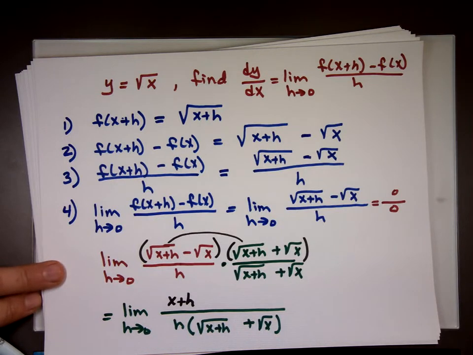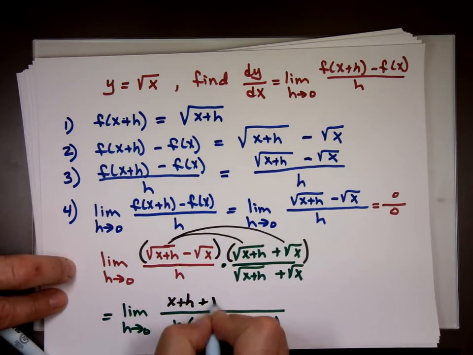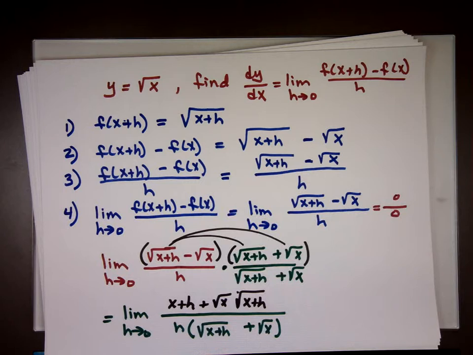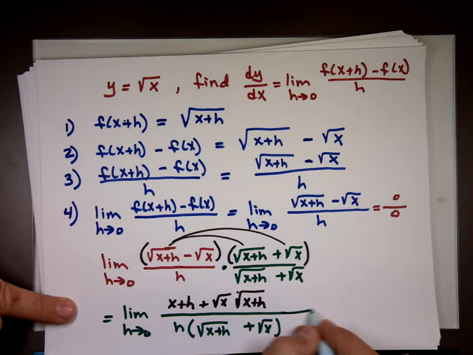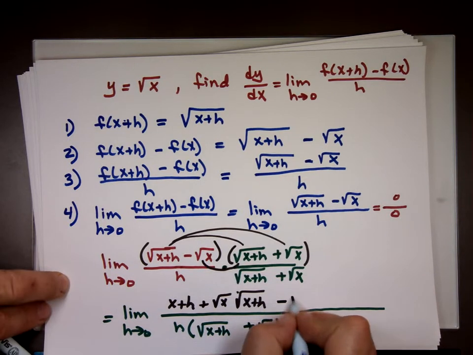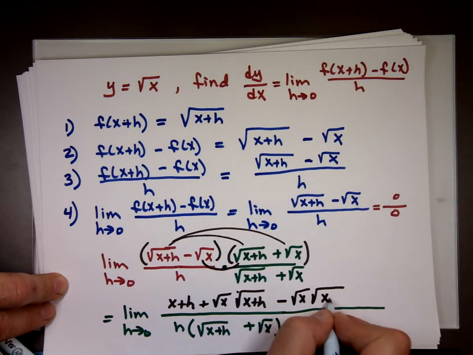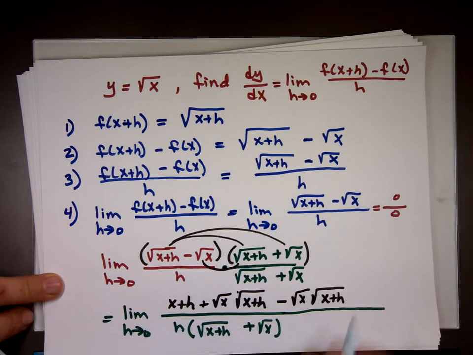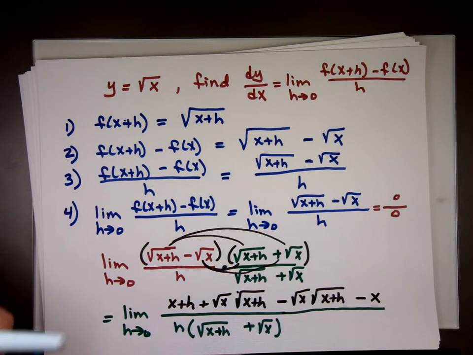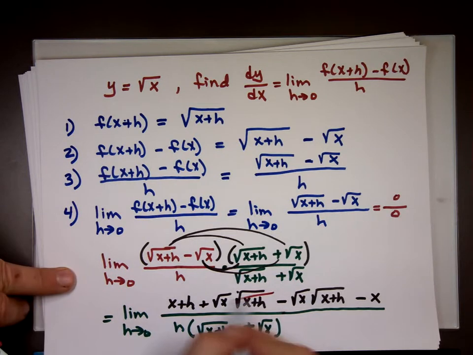Next piece. You'll see why we switch the sign. This becomes what? Positive. Leave it like that. Don't kill yourself. It's going to work out nicely. Next one. That'll be minus the square root of x times the square root of what? X plus h. And what's the last one? Minus x. And what do you notice about the two middle pieces? That's why we'll multiply by the conjugate.